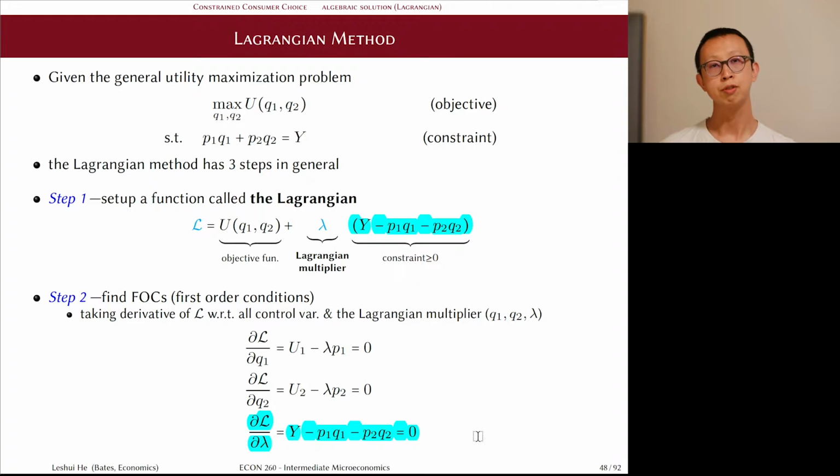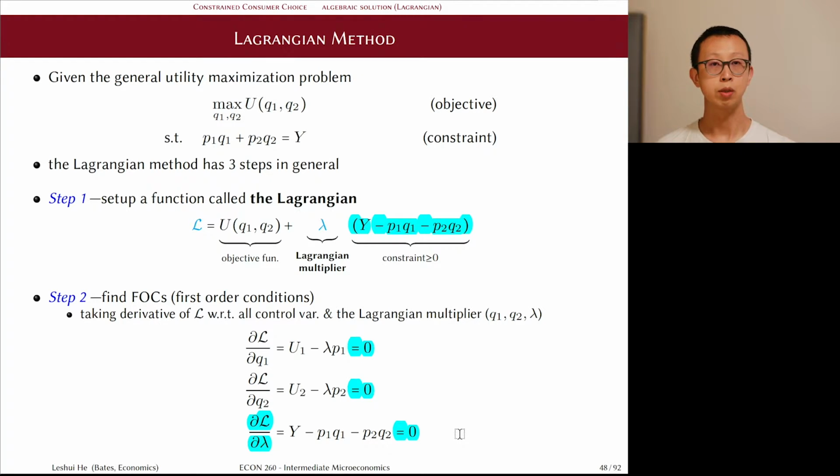Now, because we're searching for values of Q1 and Q2 and lambda that maximize the objective, we force each one of these derivatives to be 0. And that's exactly in the spirit of our first order condition idea. So, in fact, usually what we'll end up with is that we're going to have 3 equations and 3 unknowns. The unknowns being Q1, Q2, and lambda. This is not very obvious now because the utility function is abstract. But we'll see this very clearly in a few slides when we have a specific utility function.